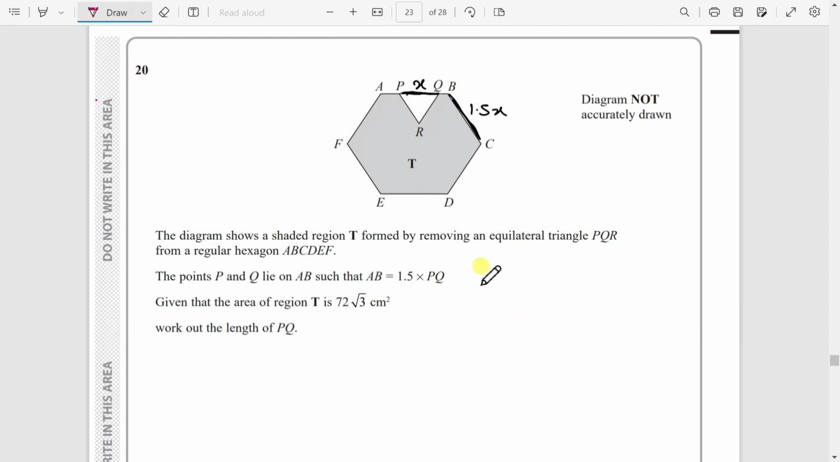Okay, there's a nice little trick here. It looks to me that the best way to solve this, guys, is to firstly consider the whole hexagon, work out the area of the whole hexagon, and then subtract the area of this little triangle, and then we're going to equate it to the area of T. That'll basically be the target. So to do that, let's go ahead and pull out this little triangle for a second.